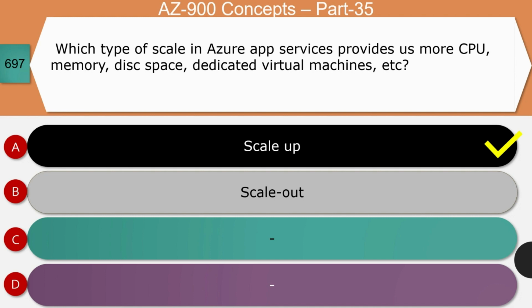So, scale up in Azure services provides more CPU, memory, disk space, dedicated virtual machines, etc. And that can be helpful for running any Azure app services. So we can maintain this application in a single machine by having additional CPU, memory, or disk space. And so it is a single point of resource where we are scaling up the resources to ensure that the services are all running smoothly by adding additional resources with the existing server space.